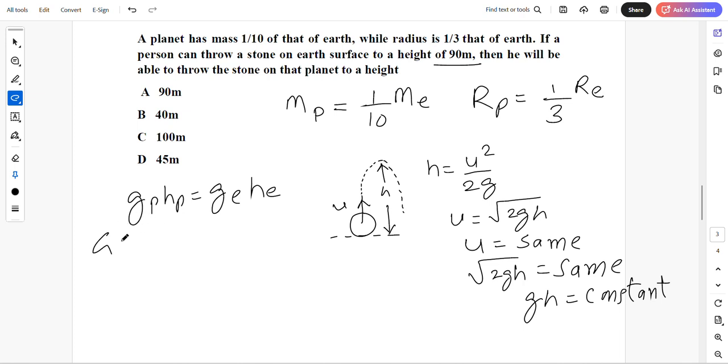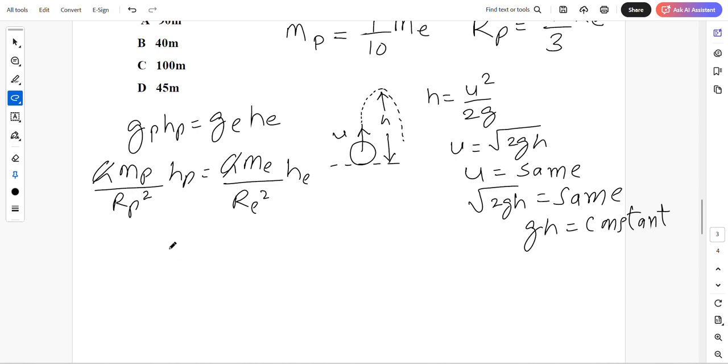What is gp? It is nothing but G mp by rp square into hp. What is ge? G me, where me is mass of the Earth and mp is mass of the planet, divided by re square into he. Now this G gets cancelled. You are supposed to calculate what? Then he will be able to throw the stone on that planet to a height, hp, you are supposed to calculate.